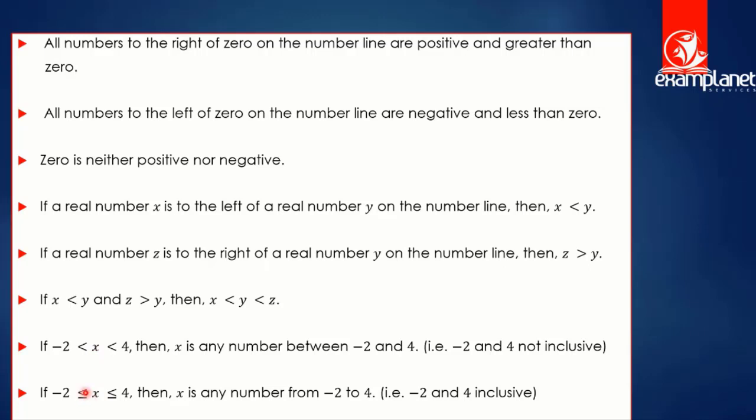So this equals to means it starts from here and ends here. This means it won't include minus 2, it will not include 4. Okay, so just note that.